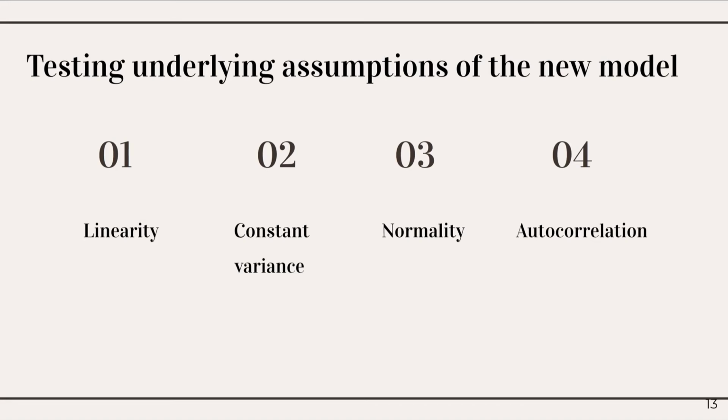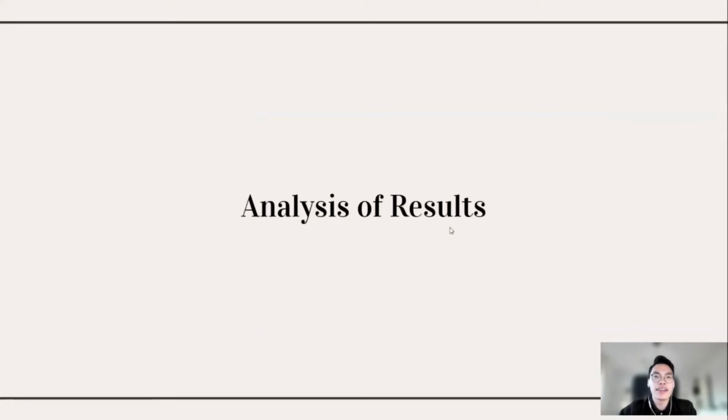We also assume that the error disturbances of the transformed model are not autocorrelated. After testing all of these assumptions, we concluded that only the assumption of the constant variance has been violated. In other words, the error variance is not constant. Agatha and I will now be going over the analysis of results.